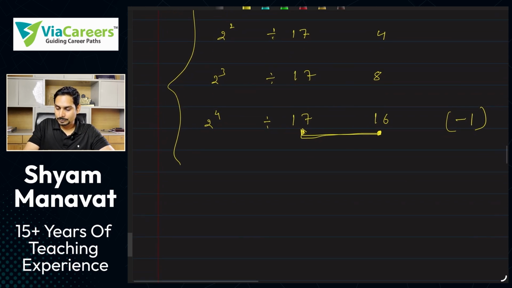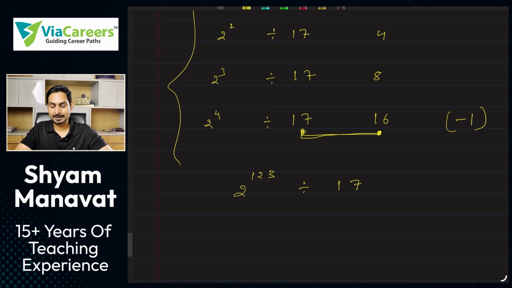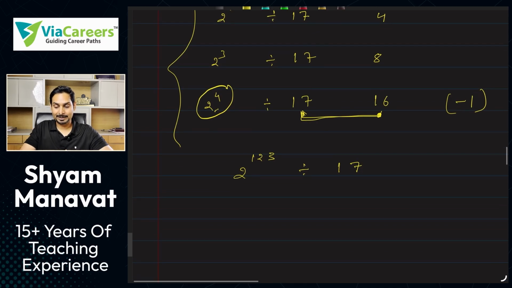So now 2 to the power 123. Again, I'm saying that don't confuse this with the unit digit. Yeah, it is different. Now 2 to the power 123 divided by 17, what should be the remainder? I understood that 2 to the power 4, which makes 16, can give you remainder as minus 1 in case of divide by 17. I will make use of it.